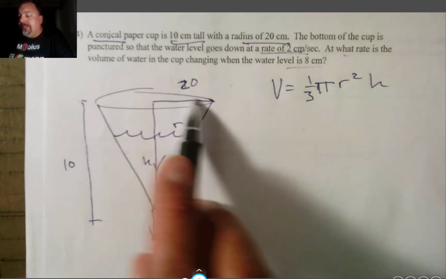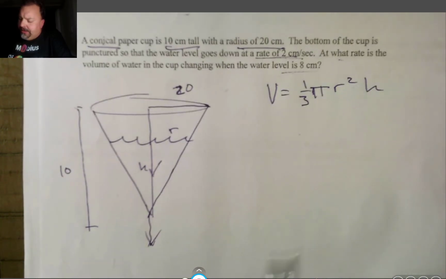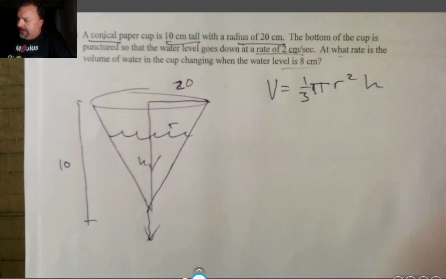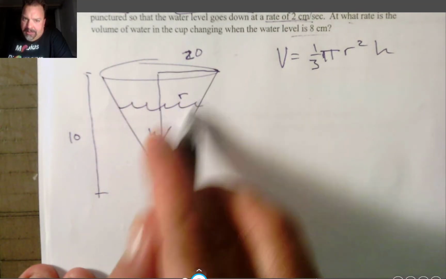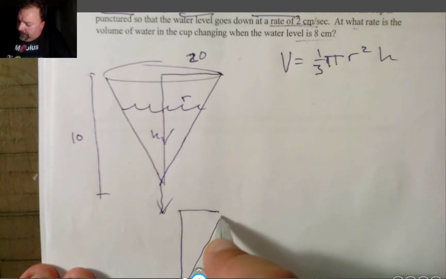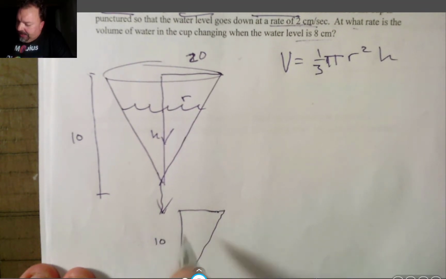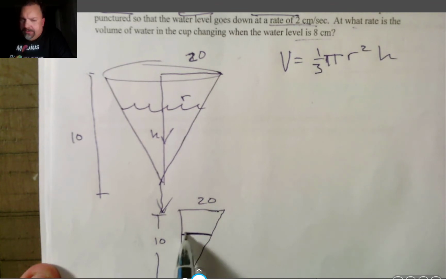So what we can do with this is, again, use similar triangles. Similar triangles are used in a lot of different mathematical problems. So if I just focus on the cone, we're told it has a height of 10, if I go from the top to the bottom, and it's got a radius of 20. But we've got this little triangle inside. This is the water level.